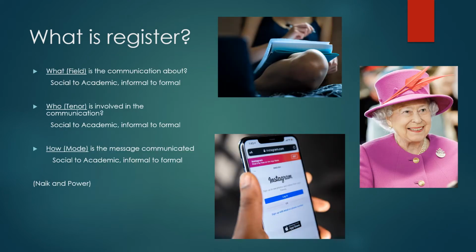There are three aspects to register. The first one is the what. What is this communication about? The second aspect is who. Who is involved in the communication? And the third aspect is how. How is the message communicated? All three of these pieces will greatly affect the formality with which we communicate.